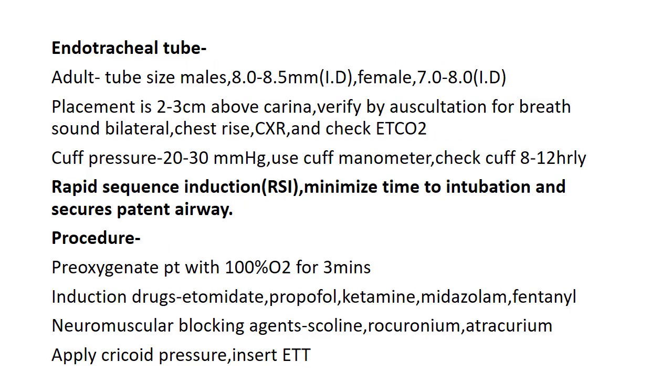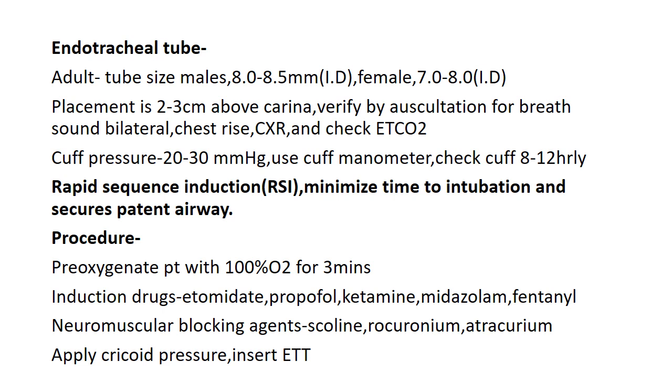Endotracheal tube. For an adult endotracheal tube, generally in males we use 8 to 8.5 millimeter internal diameter size, and in females we use 7 to 8 internal diameter size. After intubation, the tip of the tube should generally be at the level above the carina, 2 to 3 centimeters above the carina.